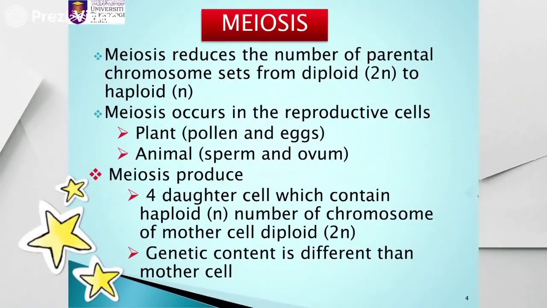Meiosis is a process of cell division in which the nucleus of a parent cell divides to produce four daughter cells. The four daughter cells produced during meiosis are non-identical to their parent cell. The parent cell is a diploid cell, however, the daughter cells are haploid cells. Meiosis occurs in the reproductive cells, such as pollen and eggs in plants, and sperm and ovum in animals.